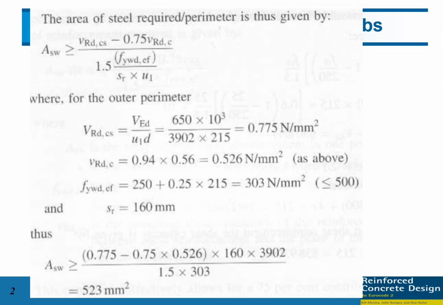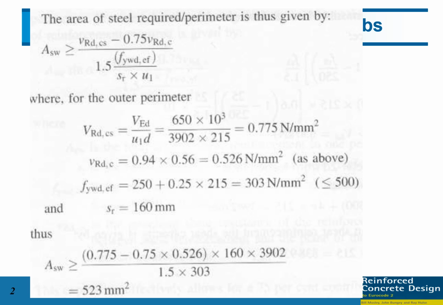The area of steel required is thus given by this equation. Here vRd,cs is vEd divided by u1 d. Okay, and then VEd is 650 kilonewton converted to Newton, and then divided by u1, the control perimeter, multiplied by d. So we have vEd is 0.775 Newton per square mm. Okay, and then vRd,c is 0.94 multiplied by 0.56 as above from the previous calculation.